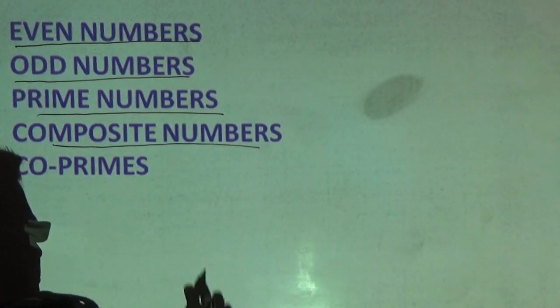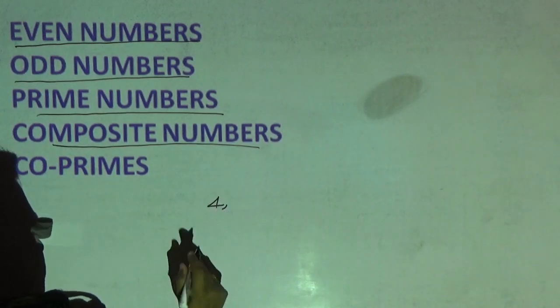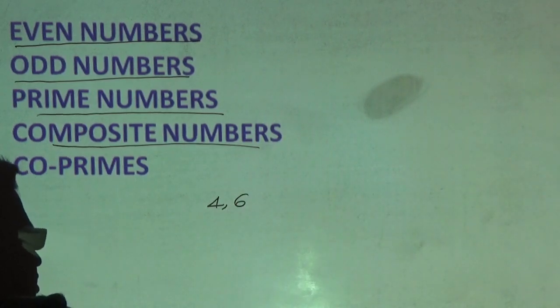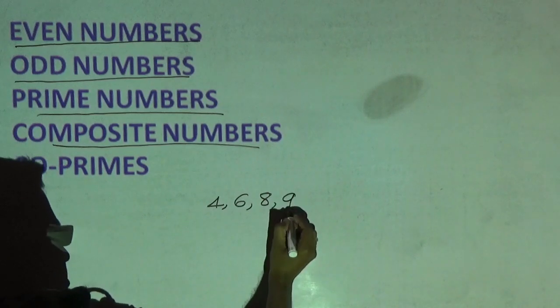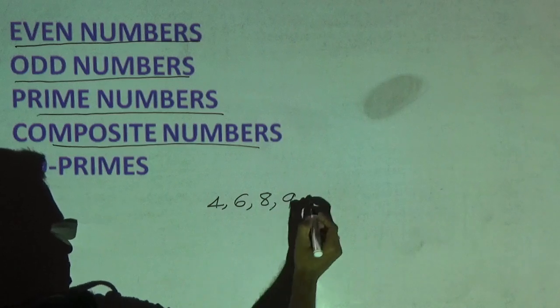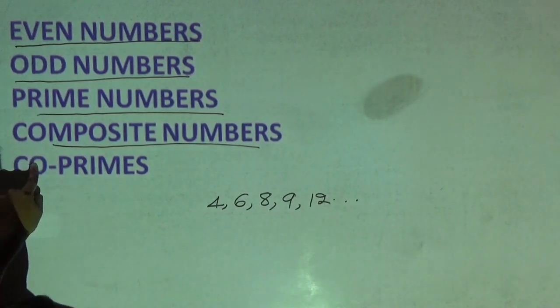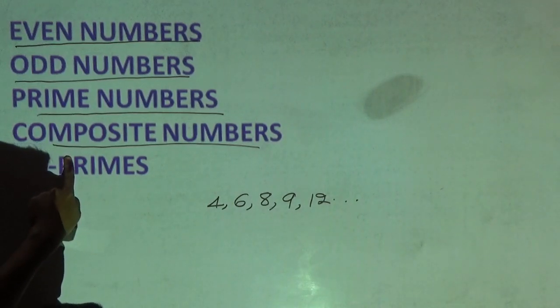Now, I will write the examples for composite numbers. 4 is a composite number because it is not a prime. Then 6 is a composite number because it is not a prime. 8 is a composite number. 9 is a composite number because 9 is divisible by 3. Then next is 12, and so on. So what do you mean by composite number? The non-prime natural numbers are called composite numbers.